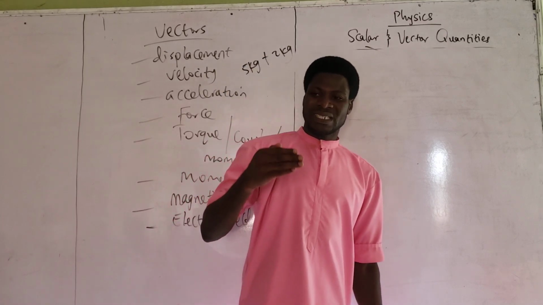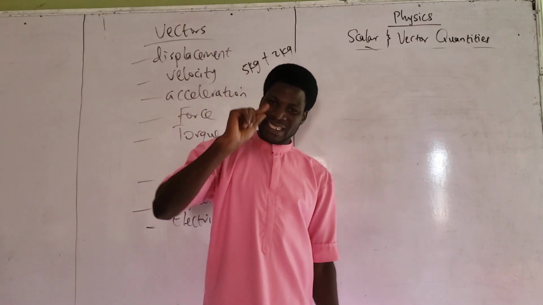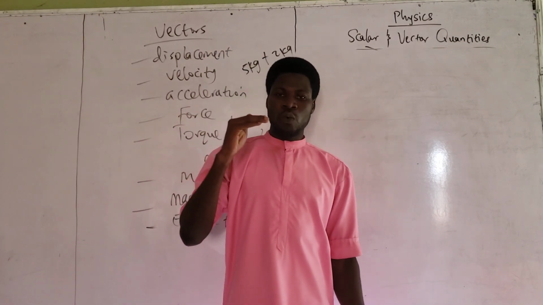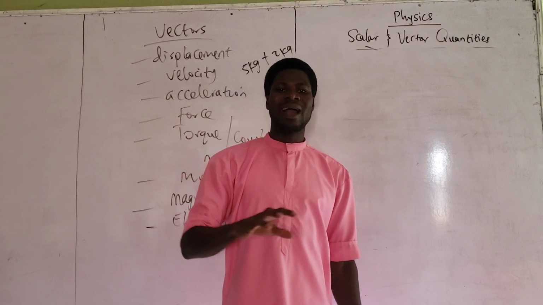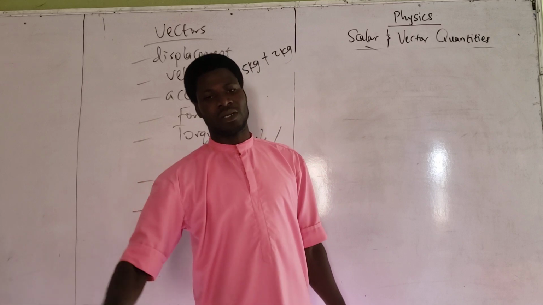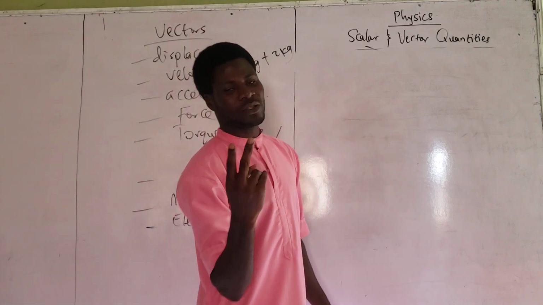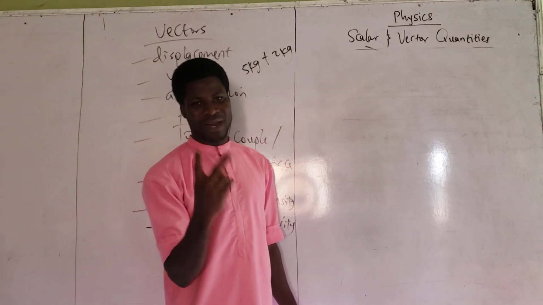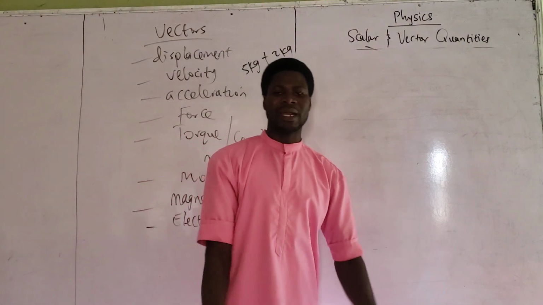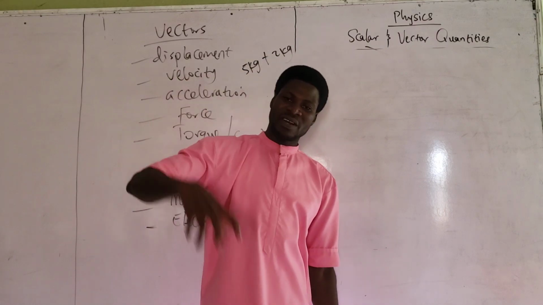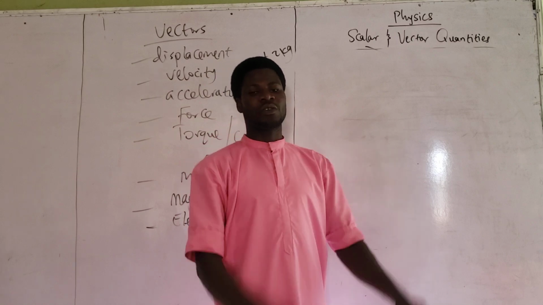So, what is this resultant vector? A resultant vector is that single vector that would have the same effect in magnitude and direction as the original vectors acting together. How do I mean? When two vectors are moving in the same direction, to get their resultant, you add them together, and the direction of the resultant will also be in the common direction of the two vectors.